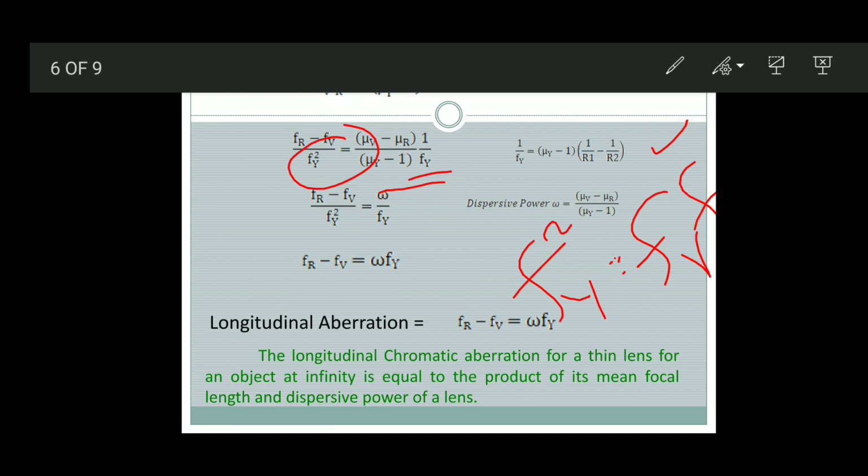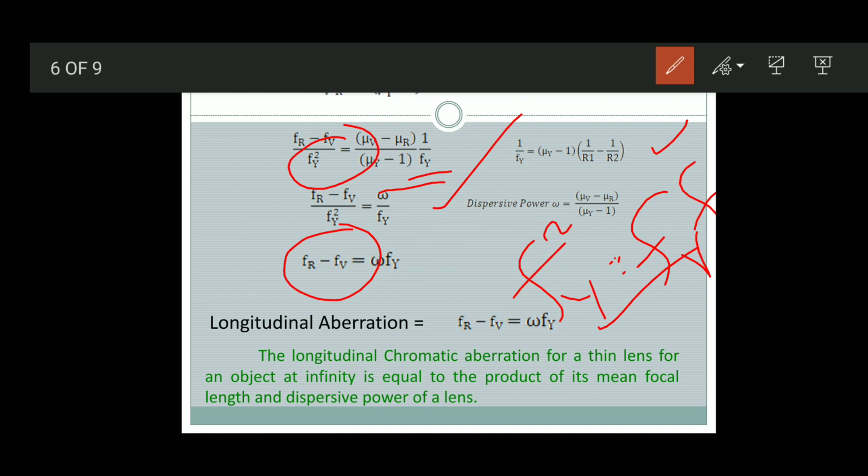But we know the dispersive power of the material omega is equal to mu V minus mu R by mu y minus 1. When substituted into this equation, we get Fr minus Fv by Fy square is equal to omega by Fy, where Fy cancels, so that Fr minus Fv is equal to omega Fy. We know according to the definition, the longitudinal chromatic aberration for an object at infinite distance is equal to Fr minus Fv. So Fr minus Fv is equal to omega Fy is the equation for longitudinal chromatic aberration.